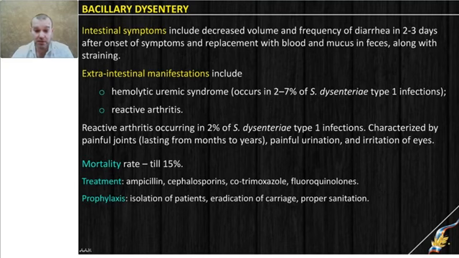Reactive arthritis is a less dangerous complication. It's rarely observed in people after bacillary dysentery, but again, it's characterized by painful joints, especially joints of fingers. It can be associated with painful urination and irritation of eyes, which is known as Reiter syndrome. And in general, bacillary dysentery without proper treatment can have a mortality rate up to 15%.